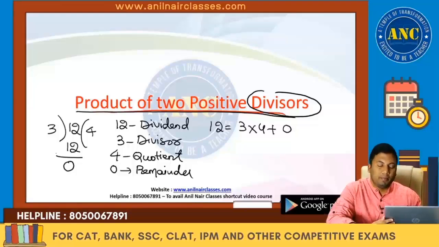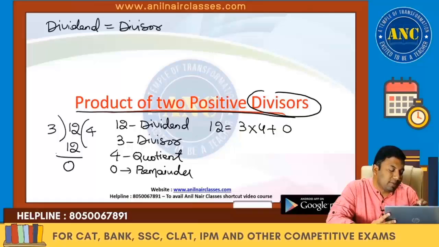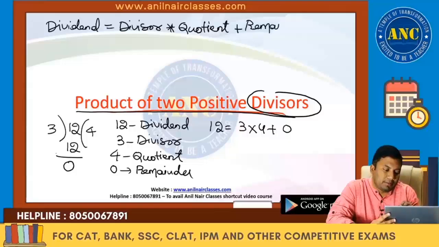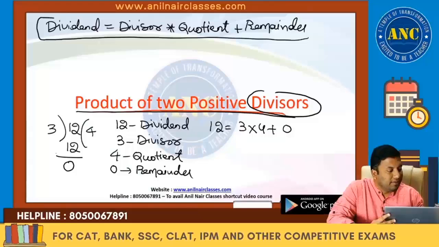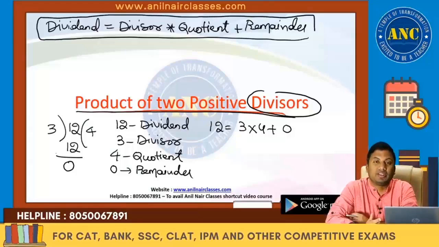That means one important key point: dividend is nothing but divisor into quotient plus remainder. Extremely important point when we are doing some basic problems. Dividend is nothing but divisor into quotient plus remainder.